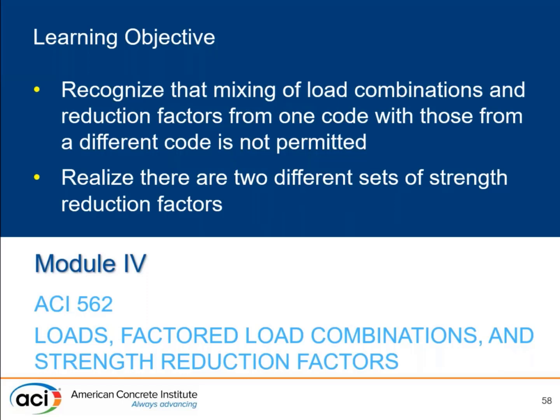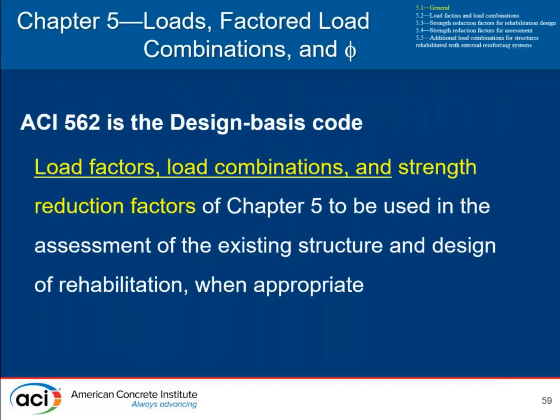A couple of learning objectives here. First, we want to emphasize that the mixing of load combination and strength reduction factors from different codes is not permitted. And we also want to point out that in ACI 562, there are two unique sets of strength reduction factors. So if ACI 562 is the design basis code, the factored load combinations, load factors, and strength reduction factors of Chapter 5 are used in the assessment of the existing structure and the design of any rehabilitation where such design is necessary.